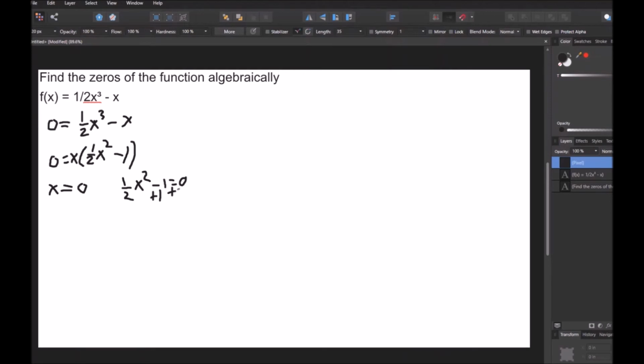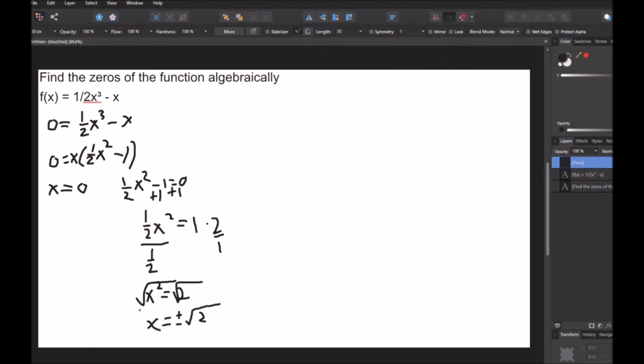I'm going to add 1 to both sides, so I have 1/2 x squared equals 1. Then I'm going to divide by 1/2, and dividing by 1/2 is the same thing as multiplying by 2. So x squared equals 2. Then I'm going to take the square root, so x equals plus or minus the square root of 2.